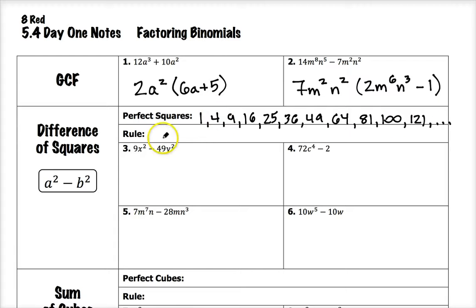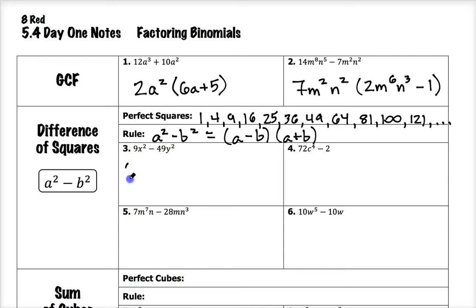And the rule is, if you have a difference of two squares, like a squared minus b squared, it factors like this. It factors into two binomials. One of them is a minus b, and the other one is a plus b. Okay, so for number 3 here, there's no GCF, but I noticed that 9x squared is a perfect square because 3x times 3x is 9x squared. And 49y squared is a perfect square because 7y times 7y is 49y squared.